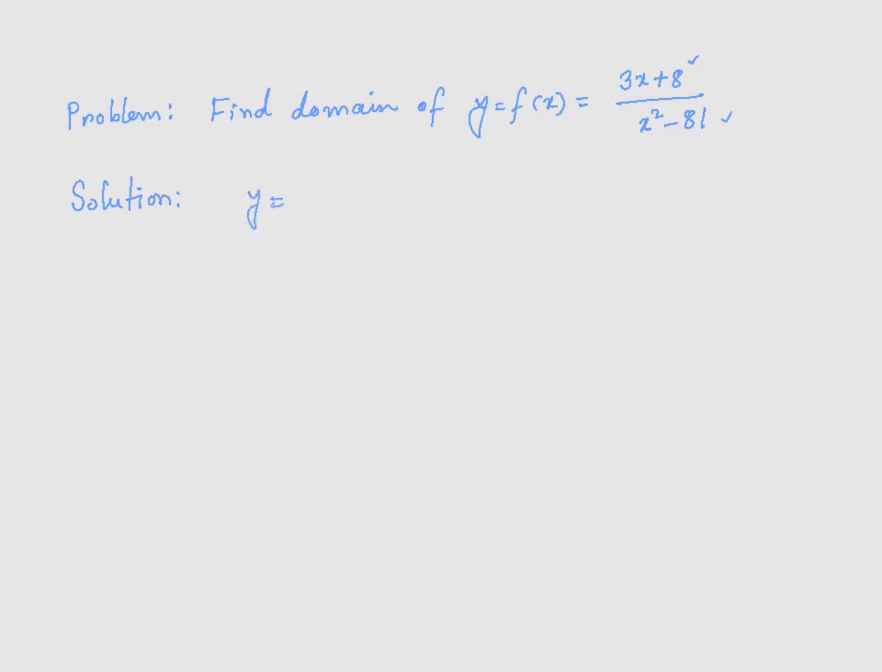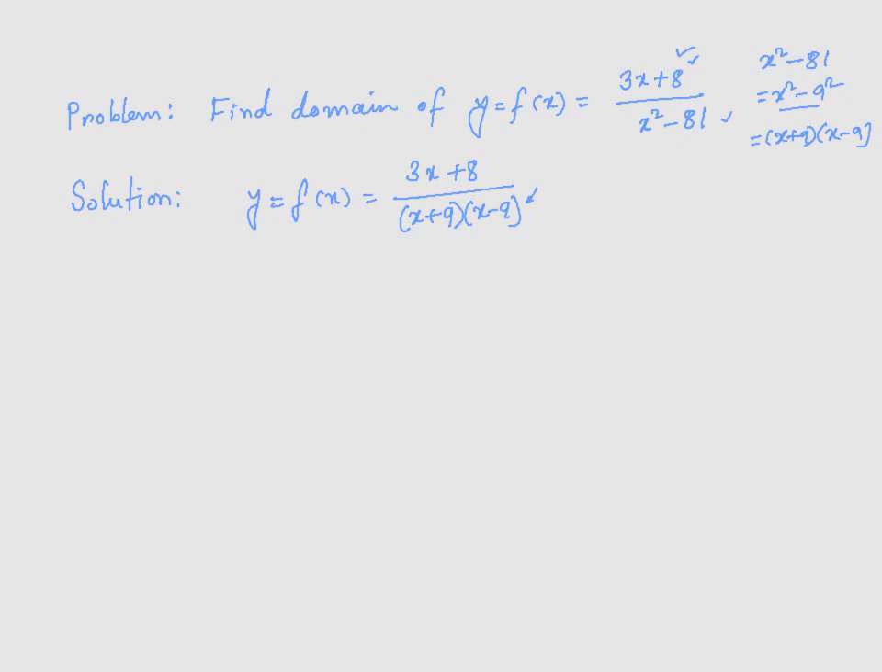So I'm going to rewrite this function y is equal to f of x, which is going to be 3x plus 8 in the numerator. In the denominator, x squared minus 81 is x squared minus 9 squared, because 9 squared is 81. And now remember, this is a difference of squares, so you could write it as x plus 9 times x minus 9. Okay, so that's what it is. Now I have taken this function and just factored the denominator.